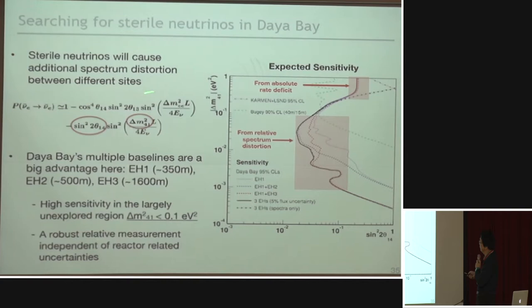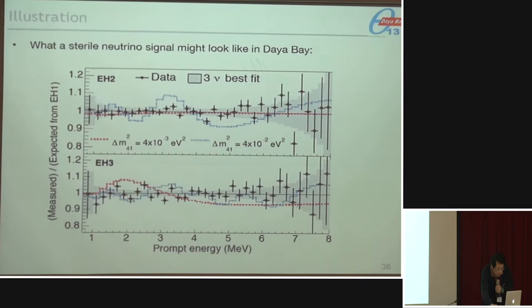So in the search, we found nothing. So we got a contour over here. And this contour, some of it is from other experiments. Anyway, our sensitivity on delta m41 squared is down to about 10 to the minus 4 eV squared. And this shows some illustration: if the delta m41 squared is, say, 4 times 10 to the minus 2 eV squared, then you can see it. And of course, smaller than 10 to the minus 3, it's much harder.